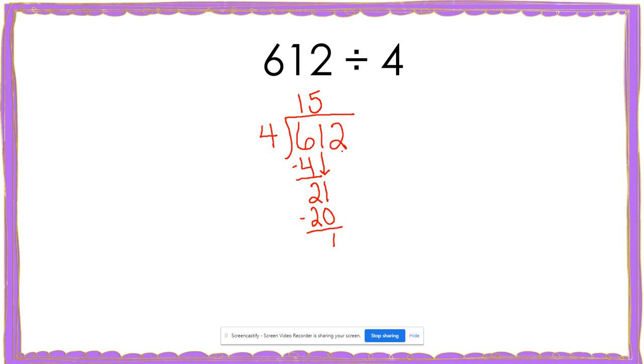And now I still have this 2 in my dividend, so I'm going to bring that down next. Now I'm going to ask, what is 12 divided by 4? I know that if I do 12 divided by 4, I get 3. I'm going to check this by doing 3 times 4 to get 12, and when I subtract 12 minus 12, I get a remainder of 0. So 612 divided by 4 will give me a quotient of 153.